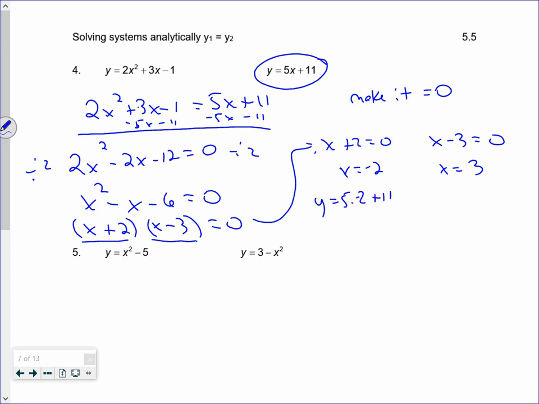Now put those calculators down. Practice this without the calculator. The arithmetic's not that difficult. And then you have to do it for the second point as well.